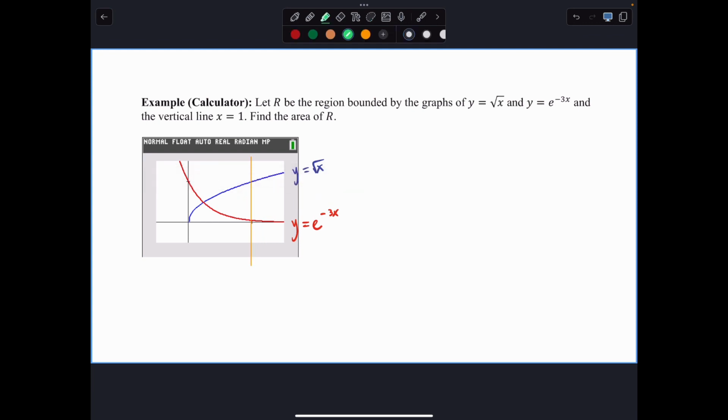Okay, so that means the region, and I think it's very helpful if they have not labeled it for you, label it. Region R, capital R, not lowercase r. No need to get creative.